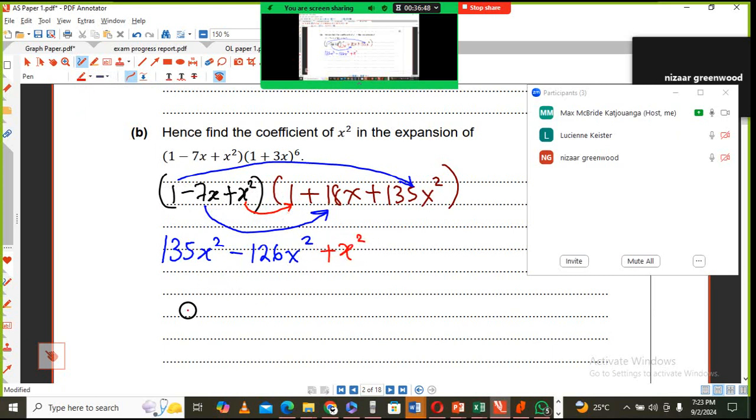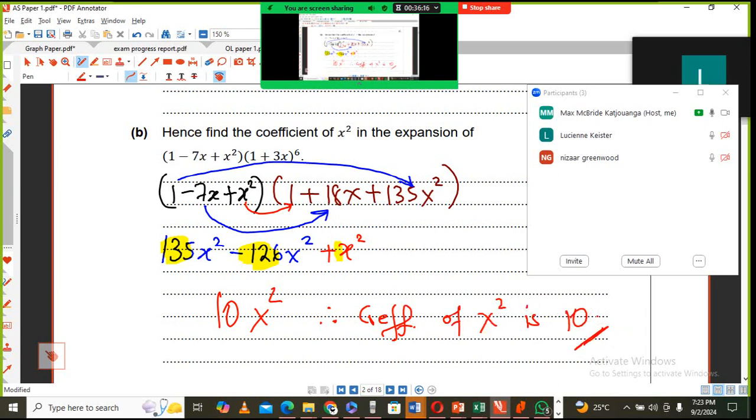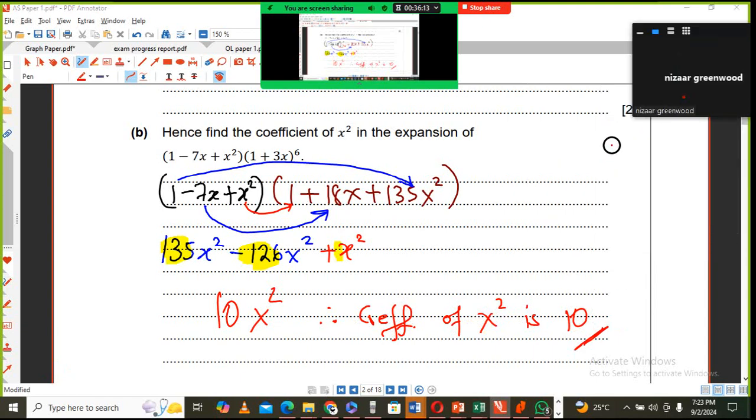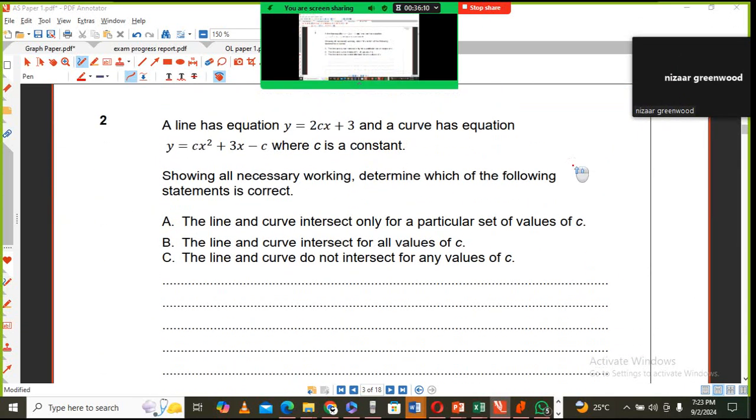Okay, so if you just look at the coefficients, only the coefficients, the 135, the minus 126, and obviously the 1 that is supposed to be there. That's plus. Yes, sir, you are correct. So that gives me what? 10. It gives you 10. 10x squared. So you can say therefore the coefficient of x squared is nothing but 10. You got this one? Yes, sir. Yeah, almost straightforward. Here we go.